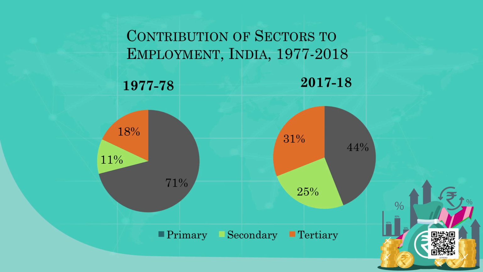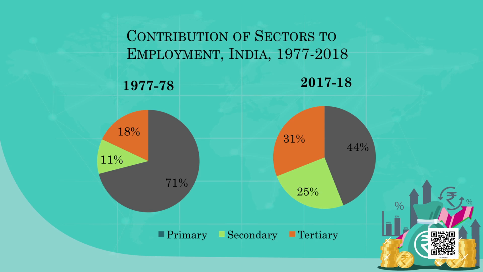I am giving you the pie diagram for another 40 years, 1977-78 to 2017-18. If you look at the dark blue or grey color, you will find that in the 1970s, 71% were engaged in the agriculture sector. Today, 44% are engaged in the agriculture sector. From 71 to 44 is a great achievement. Now, if you look at the service sector, it was employing only 18% in the 1970s. Today, it is employing about 31%. It has increased its share from 18 to 31%.